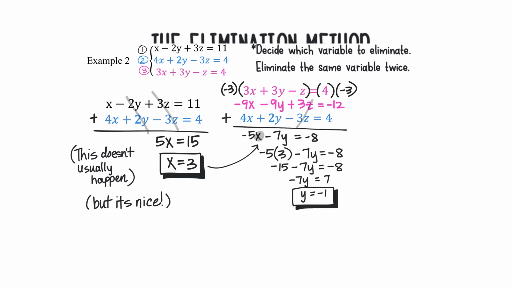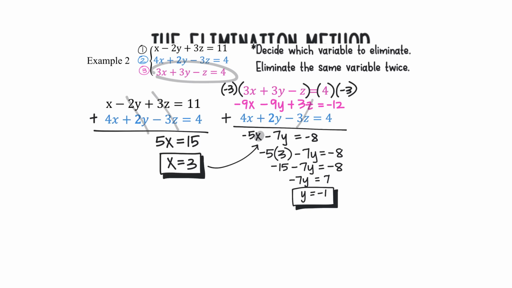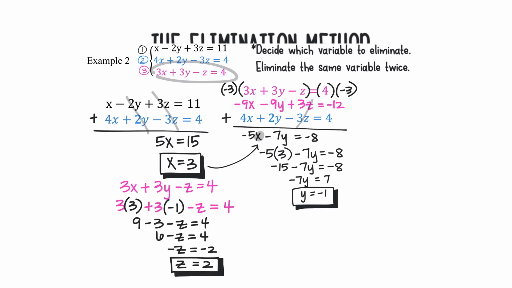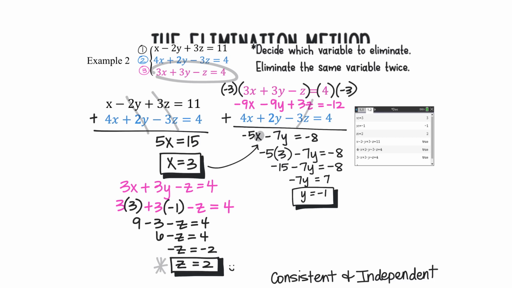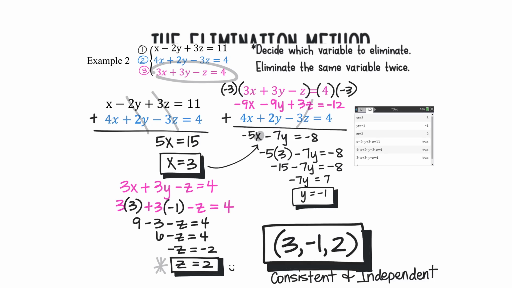And now we'll use back substitution and plug in those values to whichever one of the original three equations we choose to solve for that variable that we eliminated first. So after we verify our solution, we know that our system is consistent and independent with an ordered triple solution of 3, negative 1, 2.